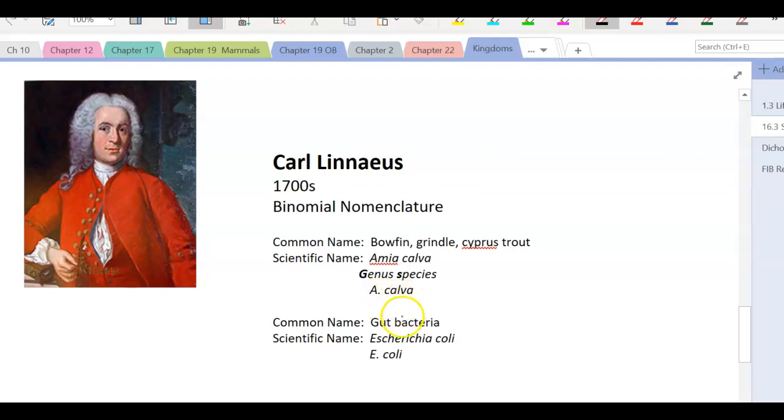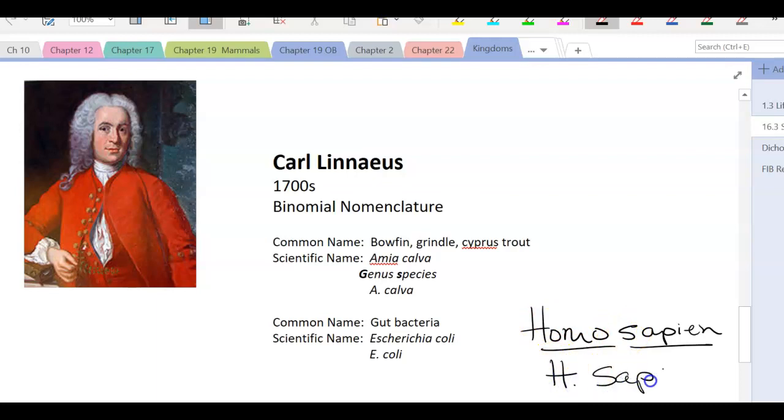So we've talked about the gut bacteria, the stuff that's found in your intestines that makes you healthy. Its scientific name is Escherichia coli, but you probably recognize it more as E. coli. So you can actually even shorten the binomial nomenclature. So our scientific name is Homo sapiens. I'm going to underline that. I'm going to make sure that my genus is capitalized and that my species is lowercase. And you could even go as casual as saying H. sapiens.